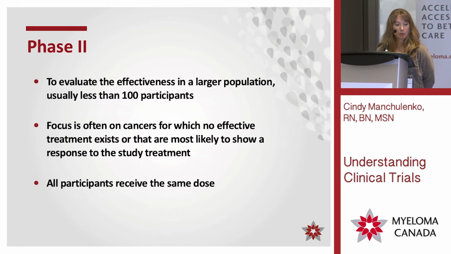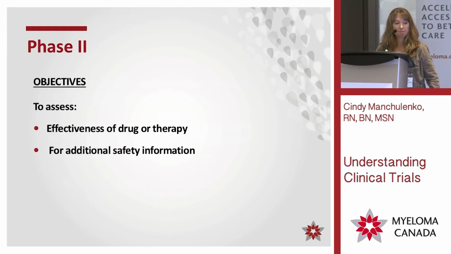For phase 2, the focus is often on cancers where there's no effective treatment and that are most likely to show a response to the study. And also, of note, in phase 2, everybody's getting the same dose now. So you start at that maximum tolerated dose, and then we would dose reduce if you were having side effects, as opposed to starting low and going up.